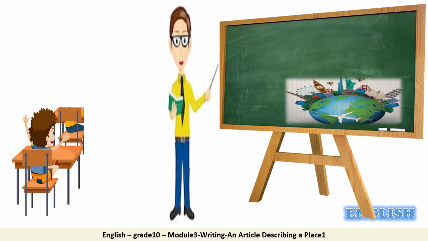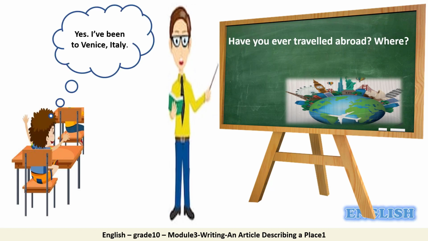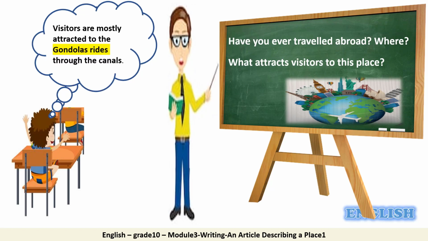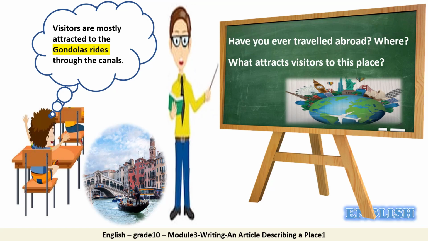Before we start, let's try to answer the following questions together. Here is the first one. Have you ever traveled abroad and where? Pause for a while and try to think about the question. Yes, one of the students says, yes, I've been to Venice, Italy. Okay, now, what attracts visitors to this place? Excellent. Yes, visitors are mostly attracted to the gondolas rides through the canals.